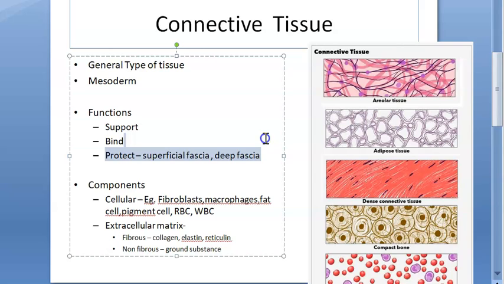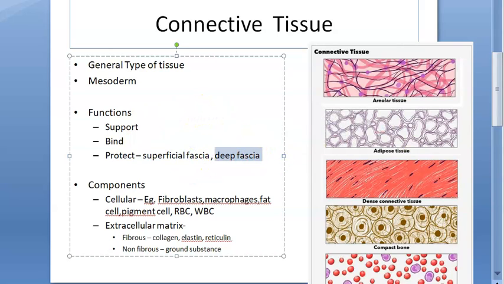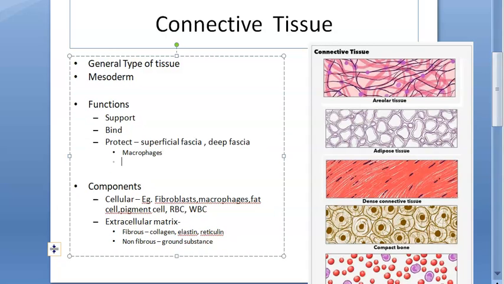Anyway, superficial fascia is around, below the skin, and deep fascia is much deeper, right? So it will provide additional surface, etc., for attachment. So that we already told you, like a muscle, tendon, etc., isn't it? So here you can say something about the cells, like special cells like macrophages and all, what they will work on. They will do scavenging work, they will do antibacterial, they will give you immunity.